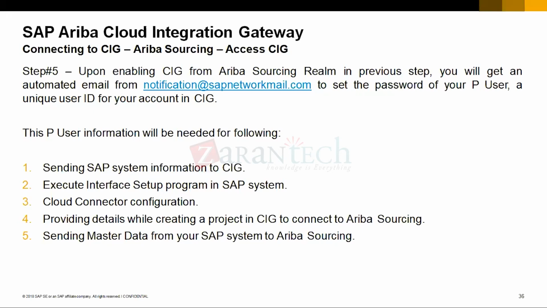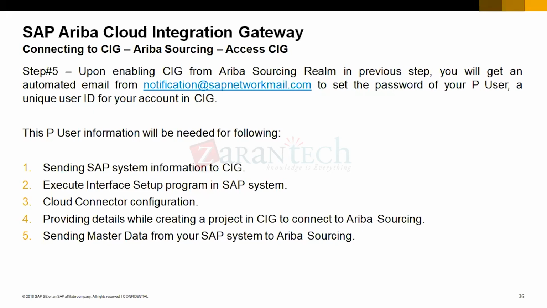So we have to keep the P user ID and the password very carefully, because the P user ID is not just an alphanumeric value. The P user ID is called your CIG licensing ID. All right. So we have to use this P user ID in different places. When we configure the add-on in the ERP system, in multiple places we have to use the P user ID. In the same way, whenever you add any system information in the CIG tool, we also have to provide this P user ID information. So the P user ID information is very important, and we have to keep it very carefully.